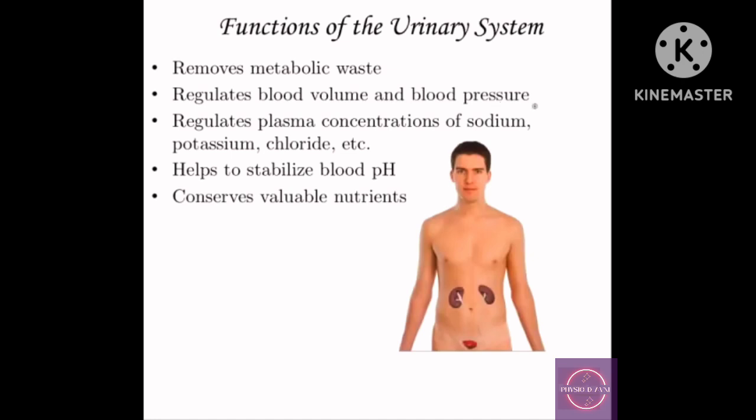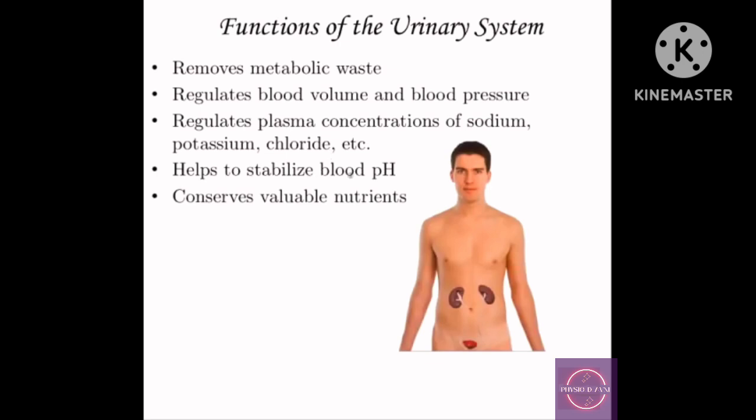Your kidneys actually secrete hormones in response to how much blood is flowing through them, the pressure, either the lack of fluid or too much fluid, and that has an effect on your blood pressure and blood volume. It also regulates plasma concentrations of various electrolytes, various minerals like sodium, potassium, chloride, etc., because it's going to get rid of more of those or less of those through urine, depending on how much you have.